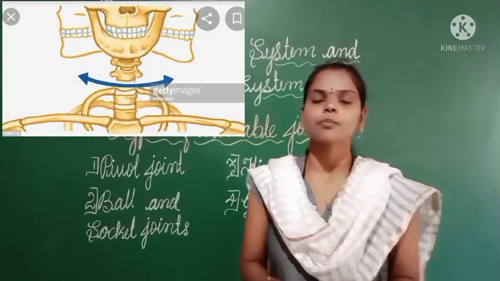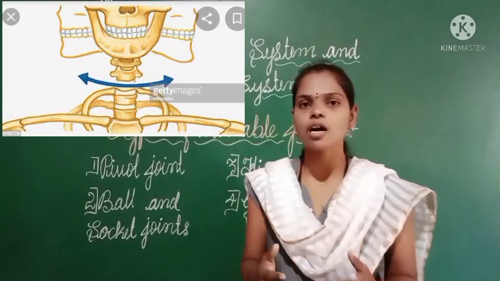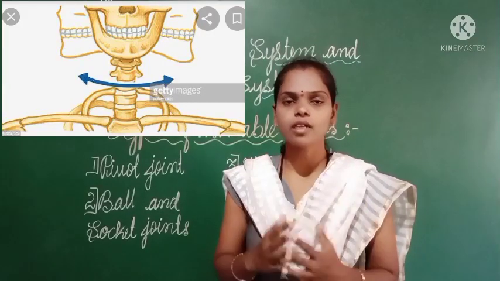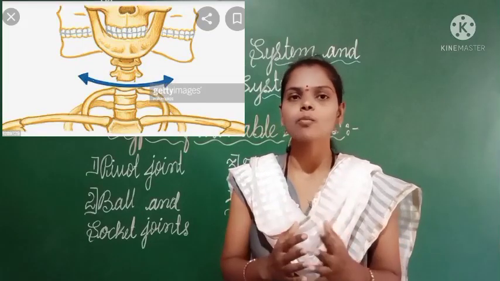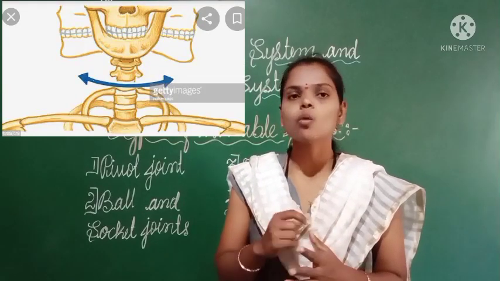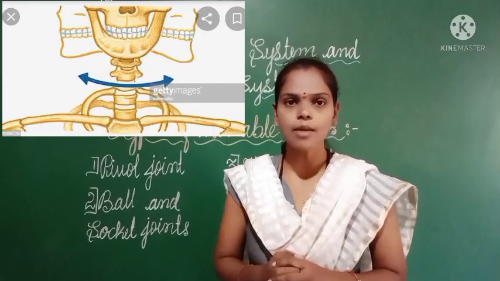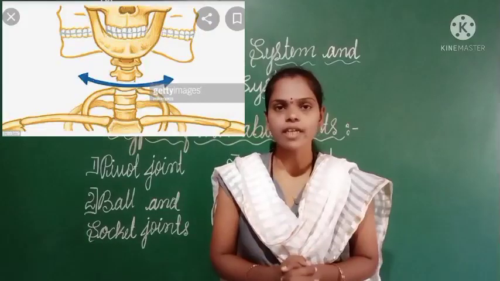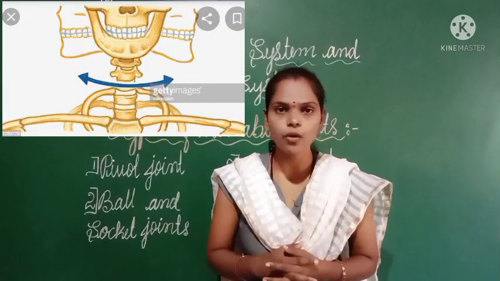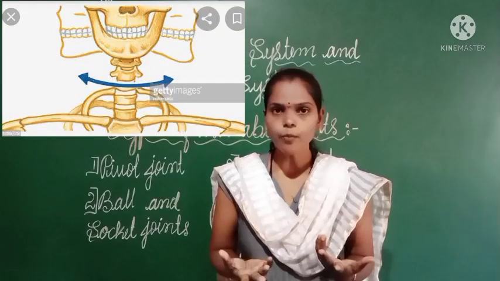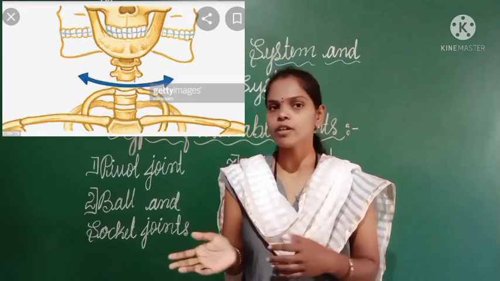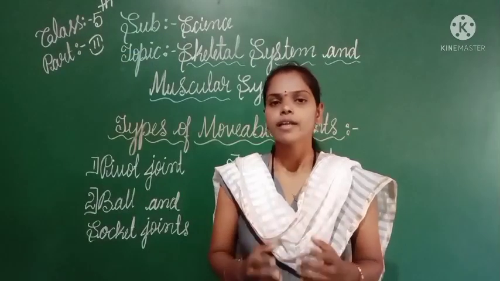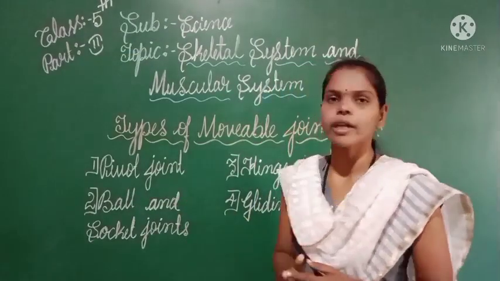So dear students, pivot joints are the joints which can move in many ways. For example, the skull and the backbone, where two vertebrae join together with the skull, can show movement. Because of that, the skull can show upward movement, downward movement, sideward movement, and however else it moves. So next is the ball and socket joint.